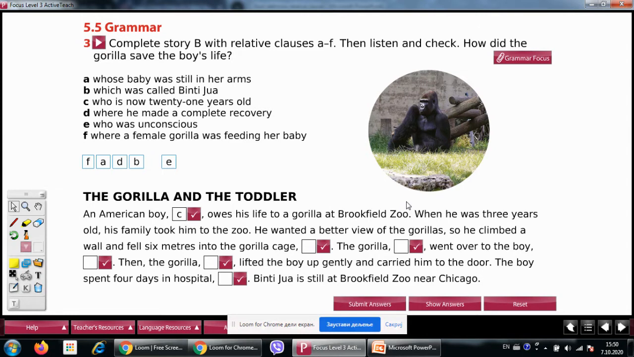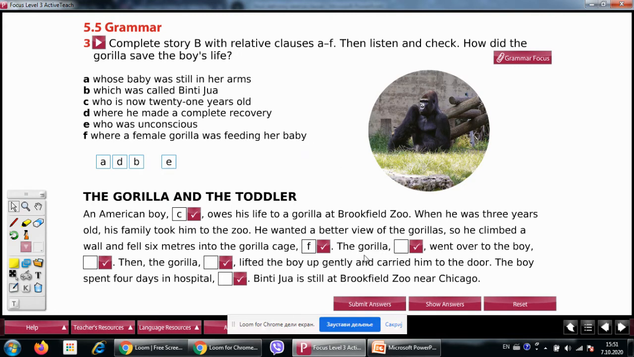He wanted a better view of the gorillas, so he climbed a wall and fell 6 meters into the gorilla cage. So the gorilla cage is a place, and we said when we are referring to a place, we use relative pronoun where. But we also have two of those: where he made a complete recovery, or where a female gorilla was feeding her baby. What do you think? It is F, where a female gorilla was feeding her baby.